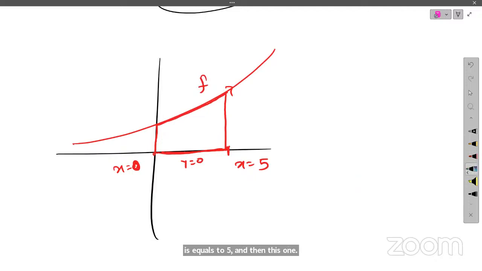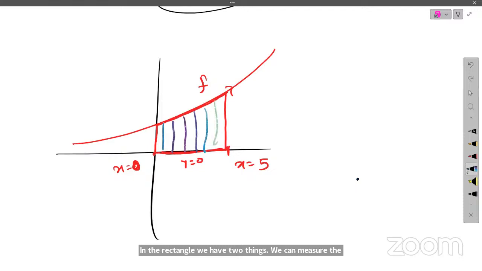So what does Riemann say? Riemann says to divide this area into small rectangular strips. Okay, so we can divide it into rectangular strips. Now, in a rectangle, we have two things: we can measure the height, and we can measure the breadth, right? Here, the breadth, or width, whatever you say, is nothing but the distance between two x points.